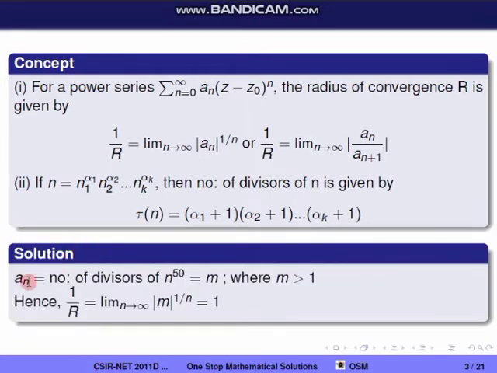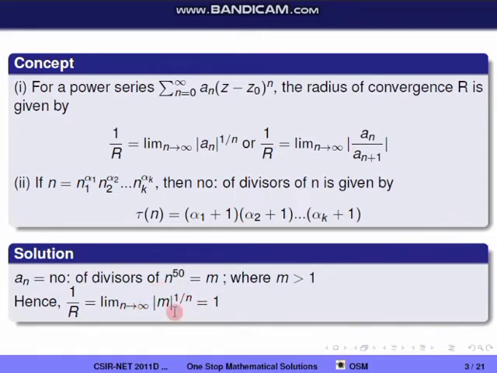So they have given a_n to be the number of divisors of n^50. So a_n is essentially a natural number which is greater than or equal to 1 and less than n^50. Therefore, the radius of convergence of the power series is given by 1 by r is equal to limit n tends to infinity |a_n|^(1/n).